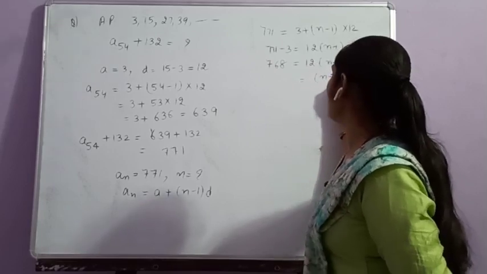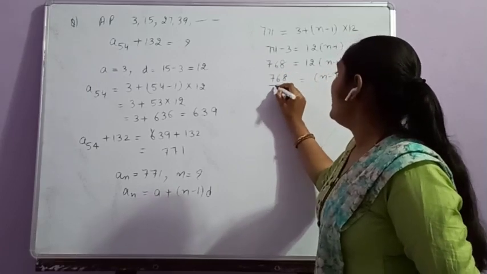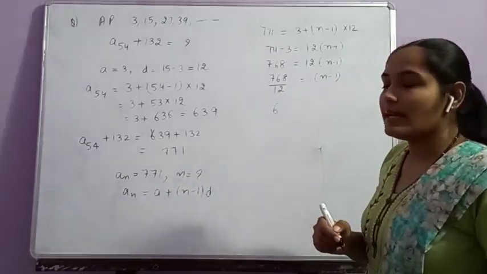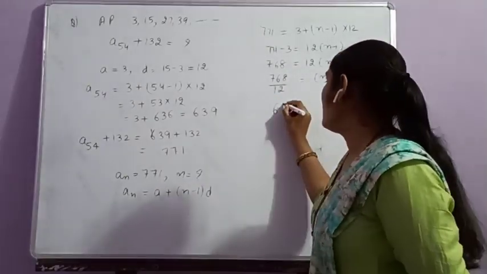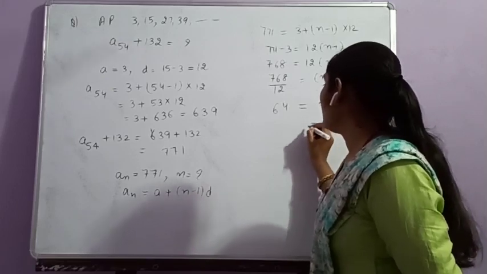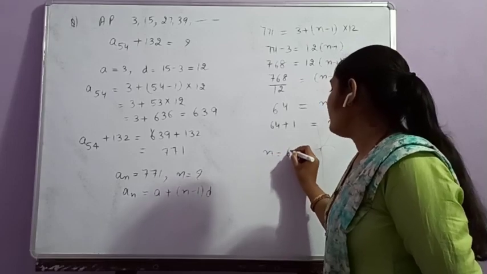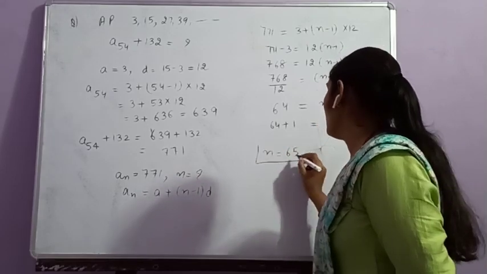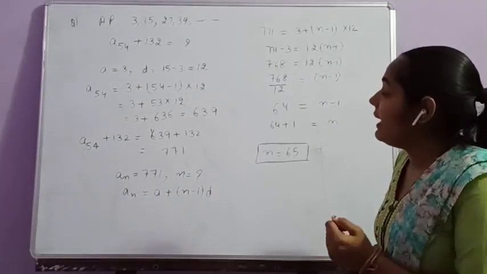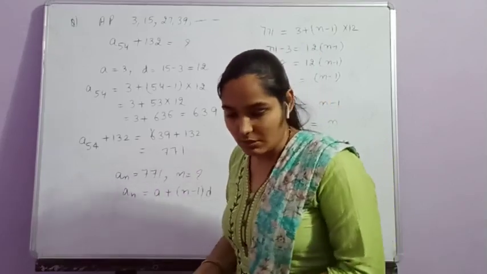12 is in multiplication on the right hand side, so on the left hand side it will be in division. 12 6s are 72, 12 4s are 48, that is equal to N minus 1. Here the value of N will be 64 plus 1, that is equal to 65. It means the 65th term of that AP is 132 more than its 54th term. Clear?